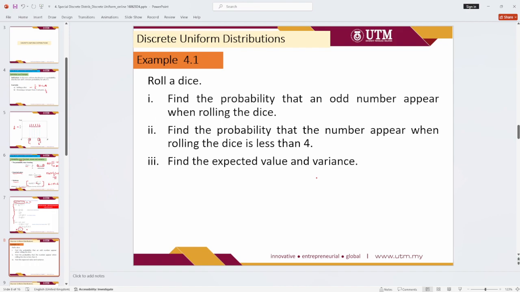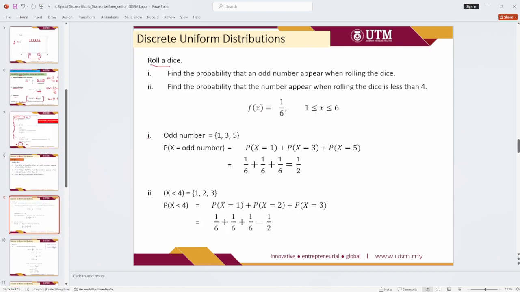This one is the example: rolling a dice. Say we are rolling a dice, and we need to find the probability that an odd number appears. First of all, with this kind of question, just see what the event is and what probability we want to know. Since we are rolling a dice, we know that a dice has 6 different faces, with numbers 1, 2, 3, 4, 5, and 6.